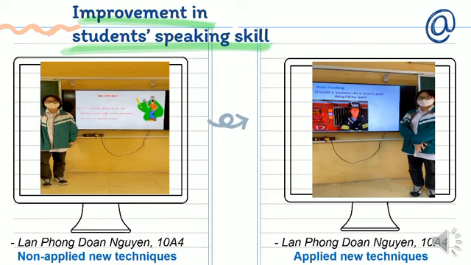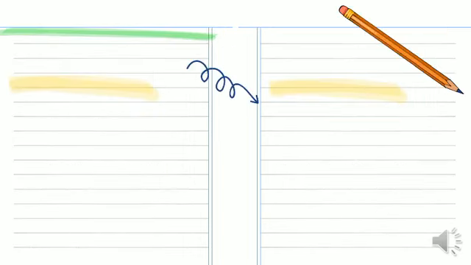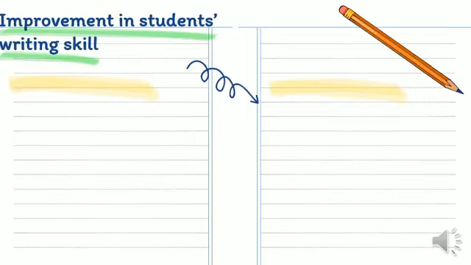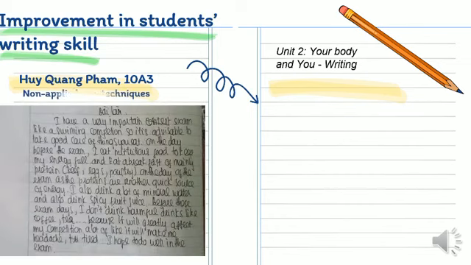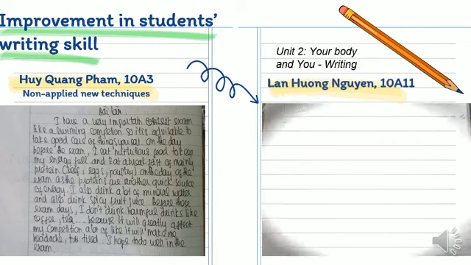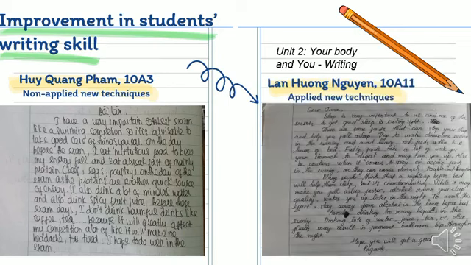Alright, so you can see that she speaks much better, right? And there is also an improvement in students' writing skill. This is writing from some students: Phạm Quang Huy after a lesson without the new techniques, and Nguyễn Lan Hương after a lesson applying the new techniques. You can see that there are differences between these two writings.